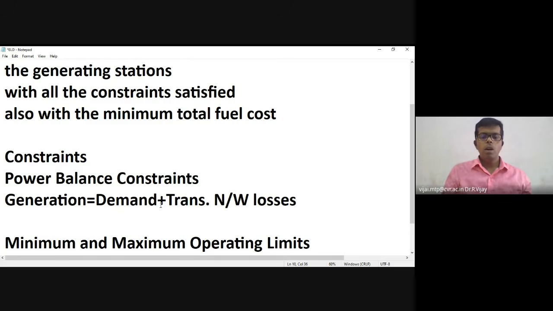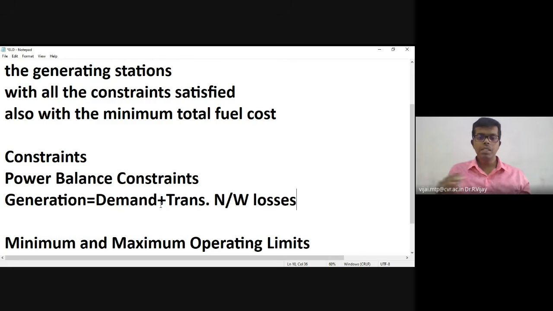While solving the problem, sometimes we neglect the transmission network losses, and sometimes we include them. But practically speaking, network losses will definitely be there. Without the network losses, there won't be transmission.